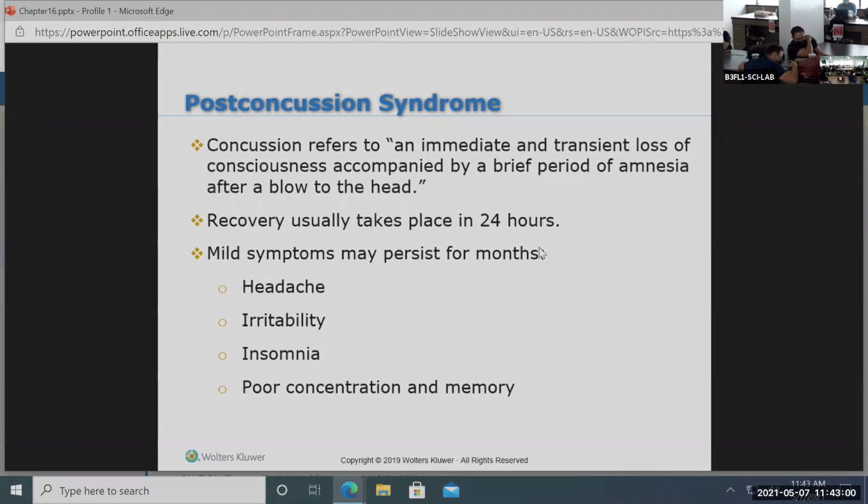Amnesia is not common in all patients. Recovery usually takes within 24 hours, and mild symptoms may persist for months. Effects of head injury: difficulty sleeping, insomnia, becoming irritable, and sometimes the sense of smell is also affected. Poor concentration and memory, and headache.